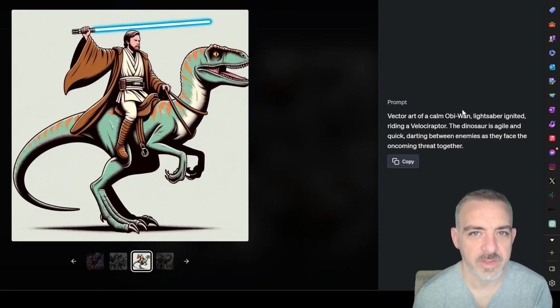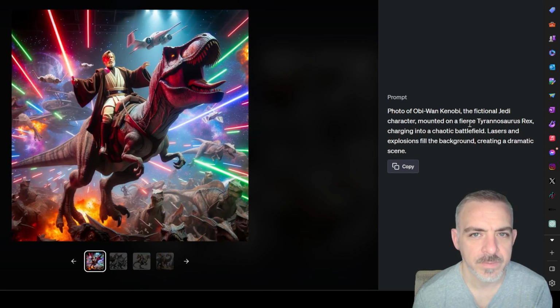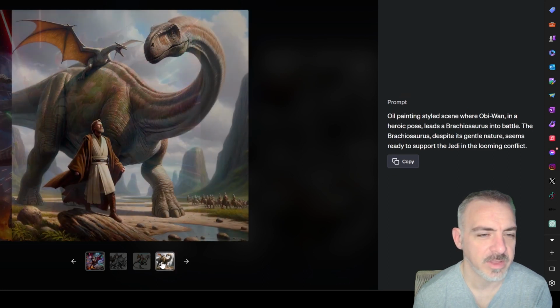Let's see the prompt for that. Vector art. So that's why it gave us the vector art of a calm Obi-Wan. Let's see what that first one was. Lasers and explosions. Yeah. Okay. Let's look at the last image.